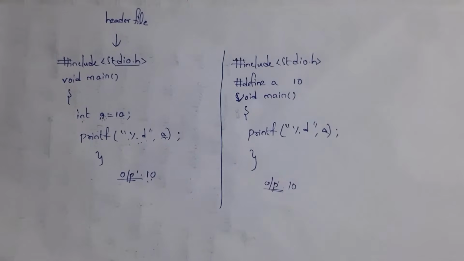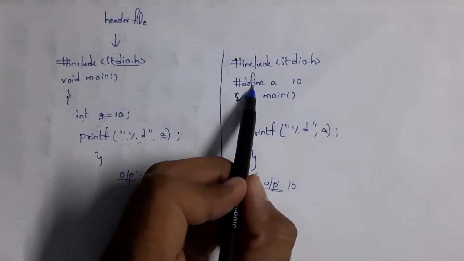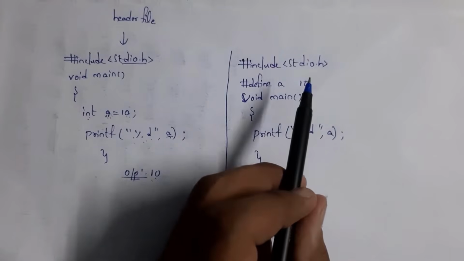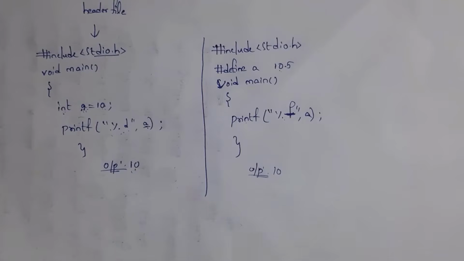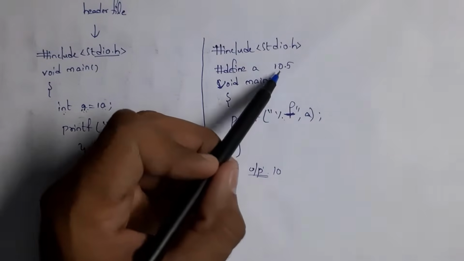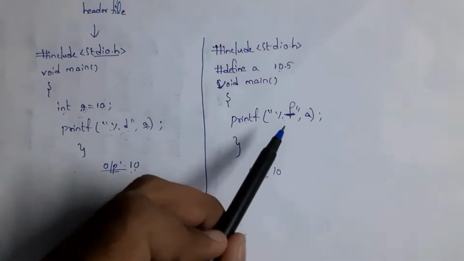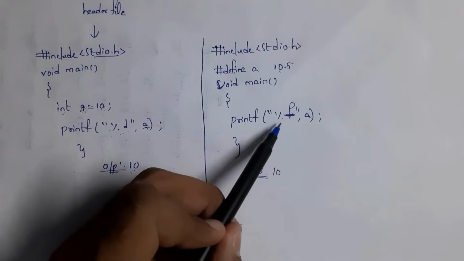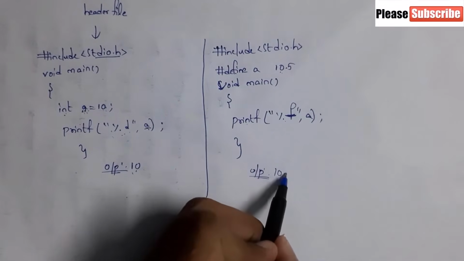Here there is no need of declaring a data type. Directly you can write like this: #define a 10, where a is the macro and 10 is the value. For example, if you want to define a float value, then here I wrote the value as 10.5, and we just need to change the format specifier to %f, so that I will get output as 10.5.